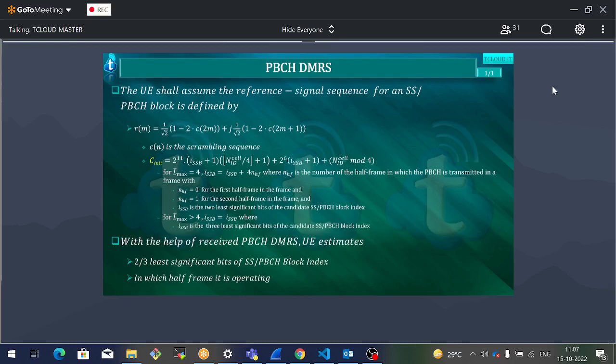From that I-bar SSB, the mobile will be able to estimate the ISSB value and the NHF value, whether it is the first half or second half. It will be able to figure out those numbers from the mathematics. So this PBCH DMRS data gives the mobile 2 additional details: the SS PBCH block index, not even half, just the 2 or 3 least significant bits, and which half frame you are operating in right now. So the mobile can detect it.